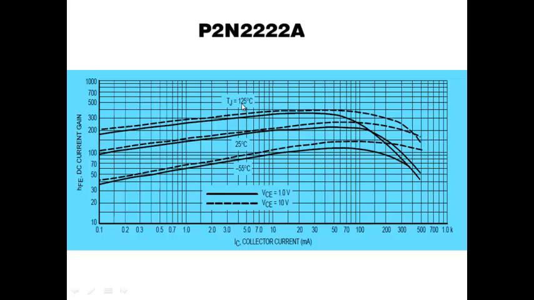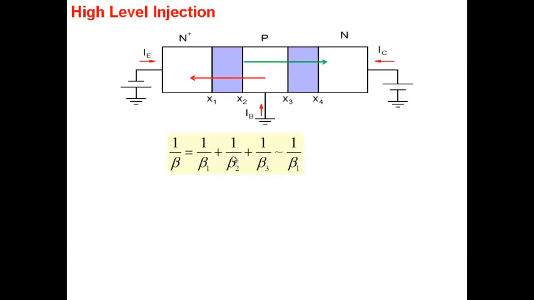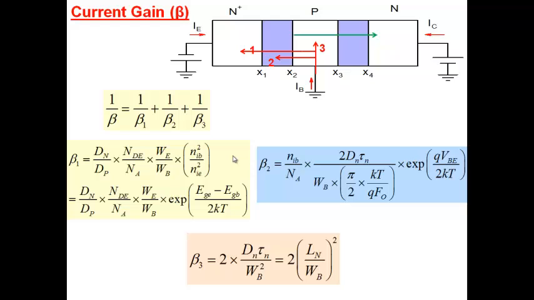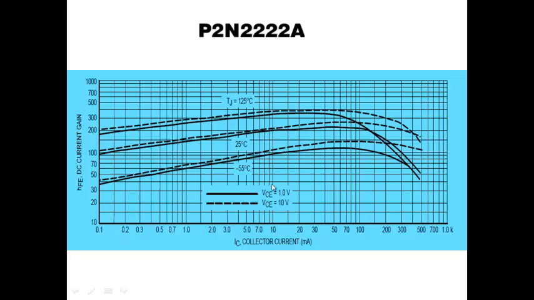Why is the current gain dropping as you reduce the temperature? Can we understand that? As you cool your transistor down from 25 to minus 55, the current gain is dropping. Why is that? What is the dominant factor? Again, go back and look at this picture. Note that only two factors are important, beta 1 and beta 2. Why is the current gain dropping? And it's dropping very significantly. A very large drop from 25 to minus 55.